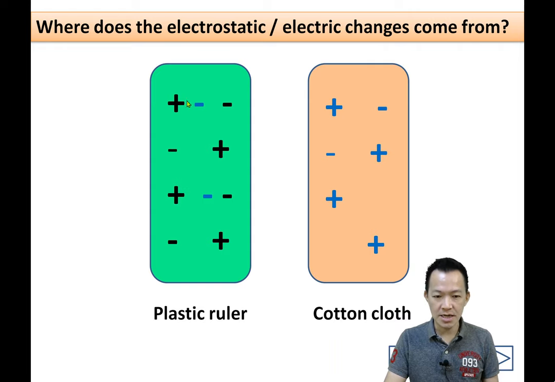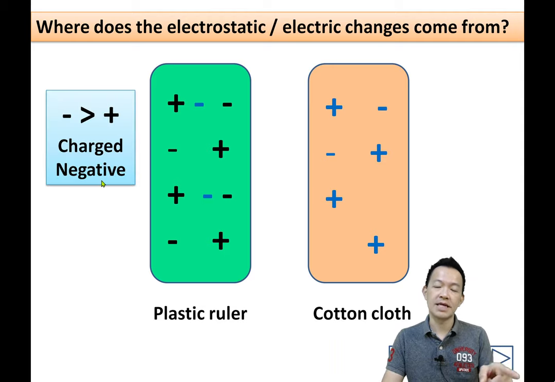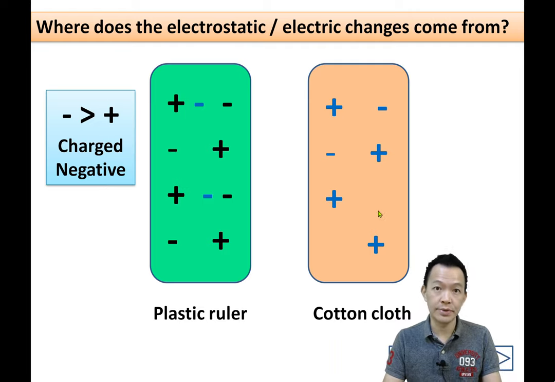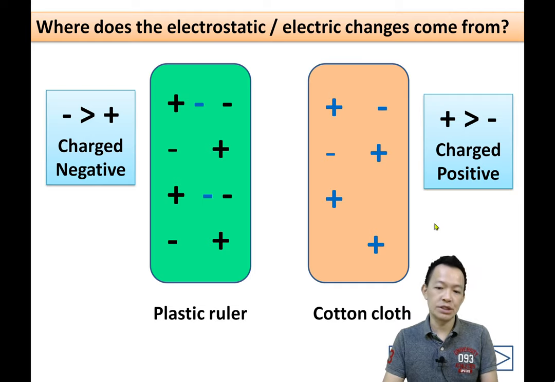So what happened to this plastic ruler? 这只尺怎样呢? Electrons are now more than protons. So the plastic ruler becomes charged, and the charge is negative. 它就带电了。But compared to this one, the electrons are lost. 它的 electron 不见。Okay, it also becomes charged. 它也带电了。Protons are more than electrons, 多过 electrons. So this one will be positive.